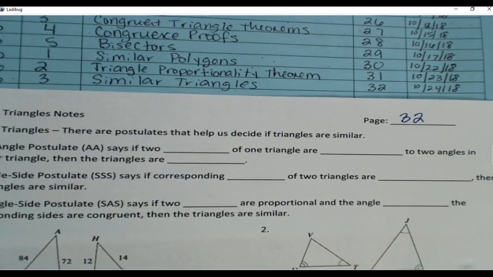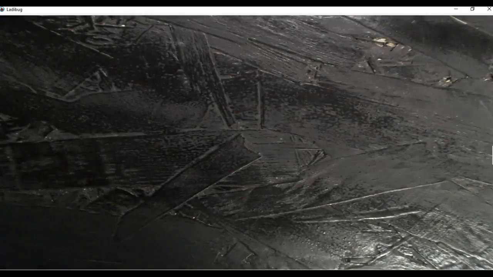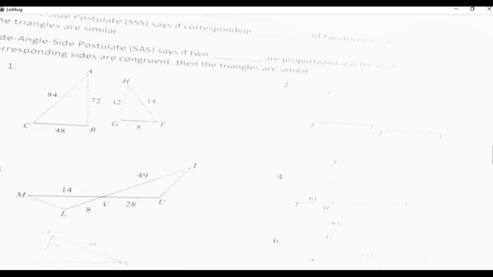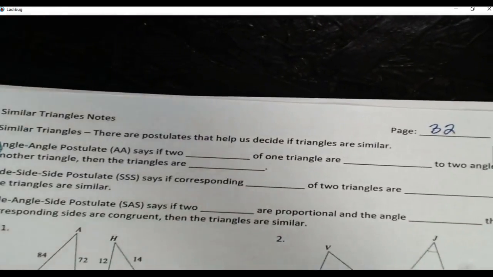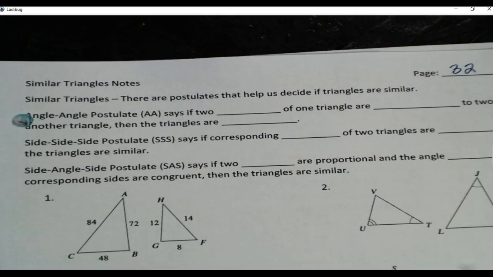Last unit, we talked about congruent triangles. And so everything had to be the same. Angles had to be the same. Sides had to be the same. Everything. So today we're looking at similar triangles. Just like last time, we had those 5 theorems that let us assume congruence. Well, there are theorems that let you assume similarity, but there's only 3 of them.